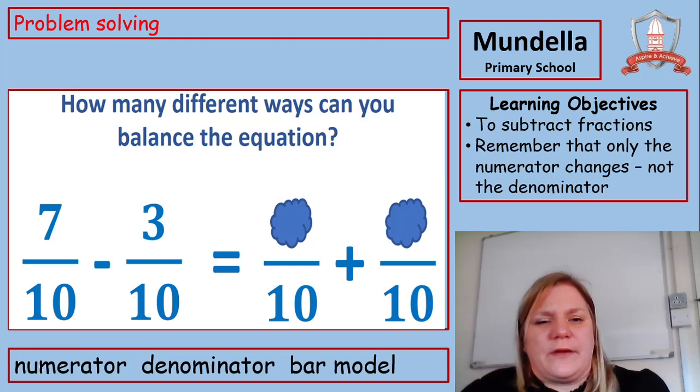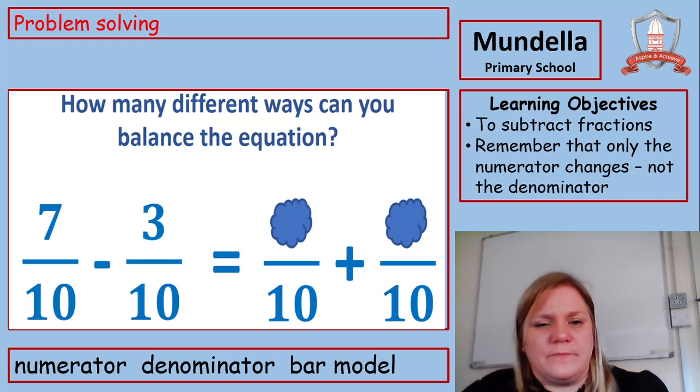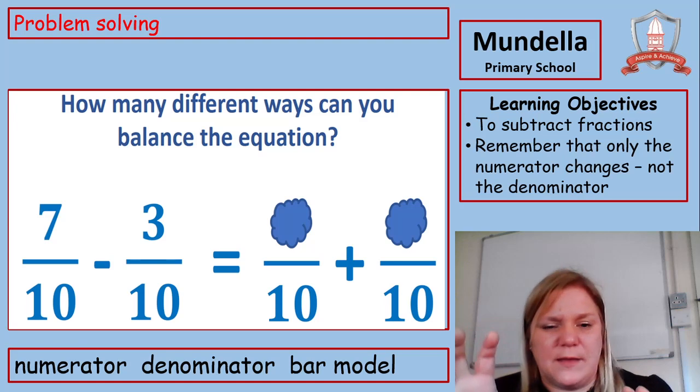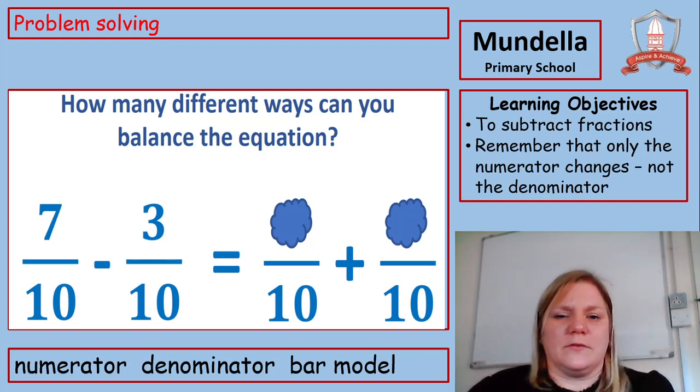So, problem solving. How many different ways can you balance the equation? When we balance the equation, the answer on one side has to be exactly the same as the answer on the other side, so that they are balanced. One isn't any more than the other.